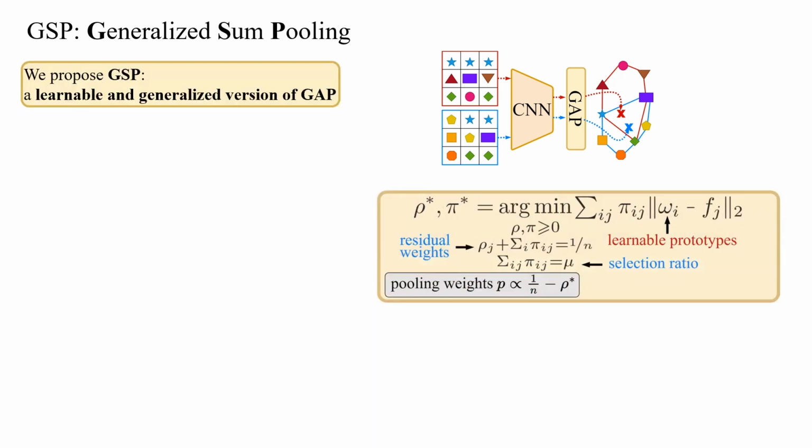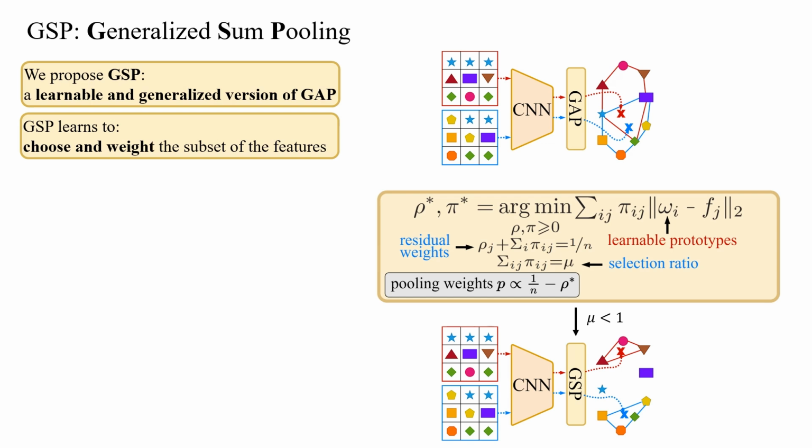To address these issues, we propose generalized sum pooling, a learnable and generalized version of global average pooling. We redefine global average pooling as a solution of an optimization problem. With generalized sum pooling, we introduce learnable prototypes and assign them partial weights. This way, the pooling layer learns to choose and weight a subset of the features.